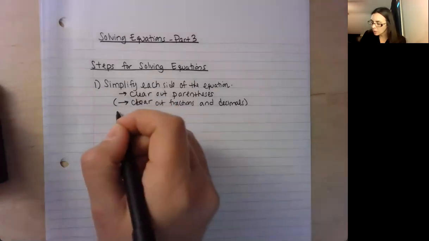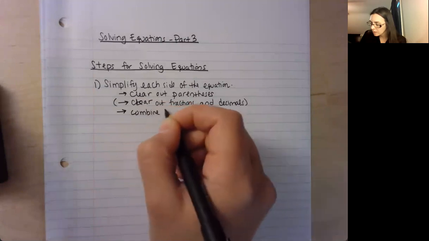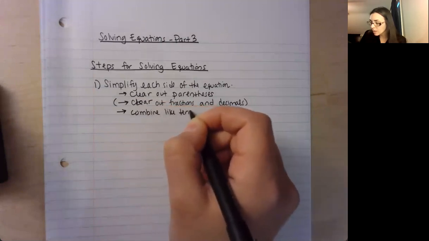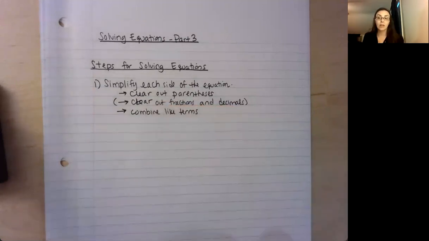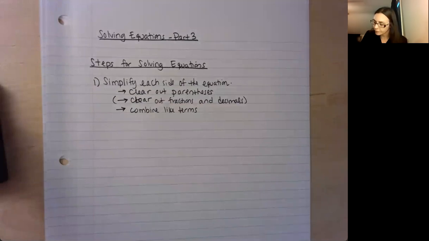And then you're also going to combine like terms, right? So the main thing for us right now is going to be to clear up parentheses and combine like terms. So you want to look at each side of the equation and really make sure it is simplified as much as possible.